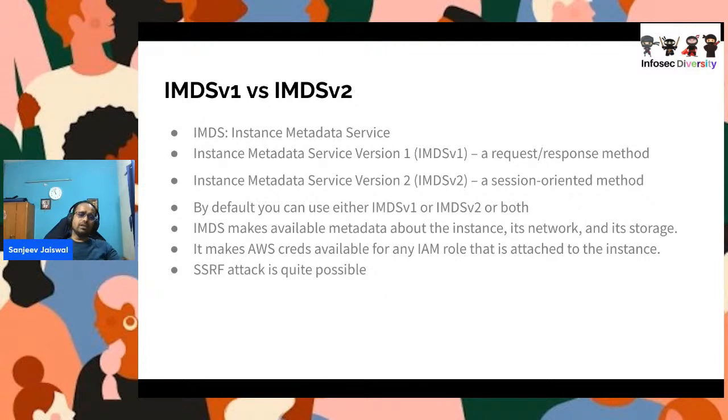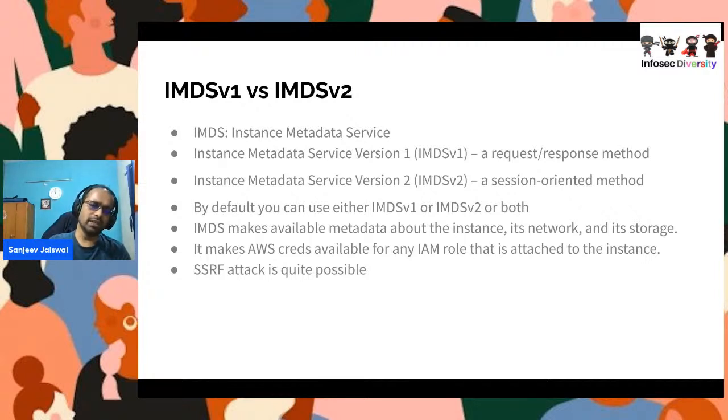Now, what IMDS does is make metadata available about the instance, its networks, its IAM credentials, its security group, and other things. And that way, it makes your secret key available to outside people. I will show this example as well. Now, an SSRF attack is quite possible, which you can mitigate by using version 2. But if it is version 1, there can be chances that someone can still go ahead and look for that information gathering.